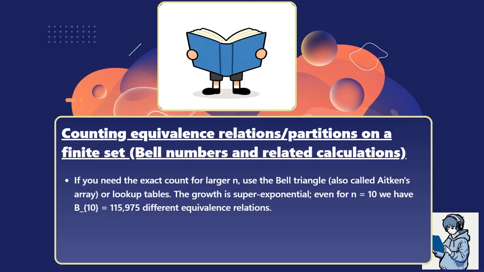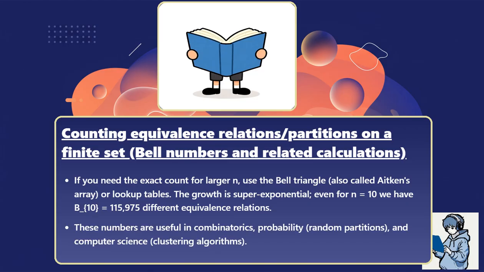If you need the exact count for larger n, use the Bell triangle, also called Aitken's array, or look up tables. The growth is super exponential. Even for n equals 10, we have B sub 10 equals 115,975 different equivalence relations. These numbers are useful in combinatorics, probability, such as random partitions, and computer science for clustering algorithms.